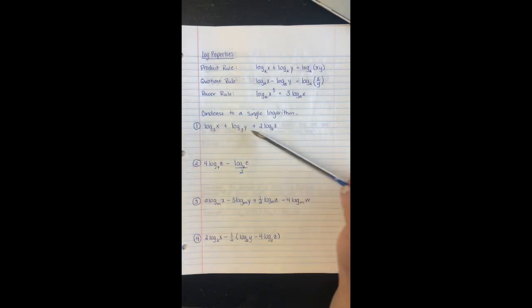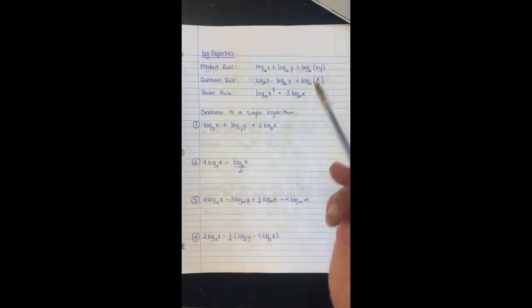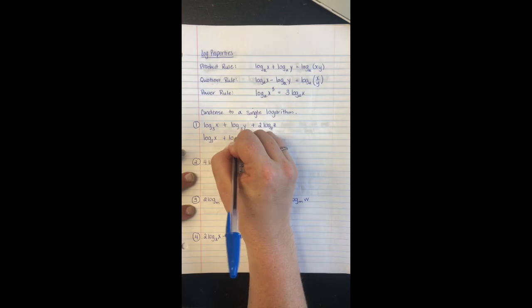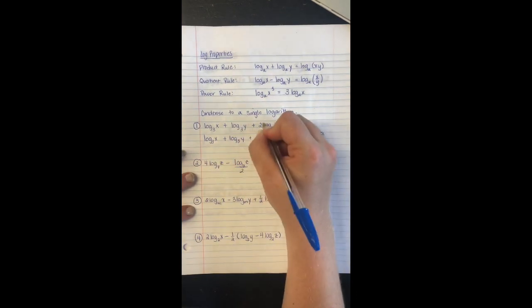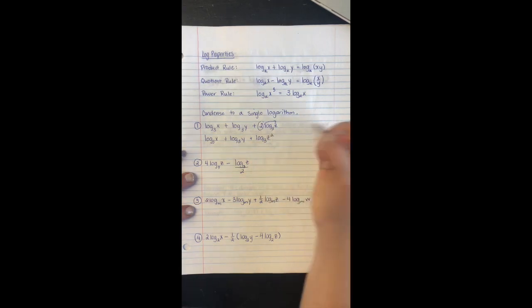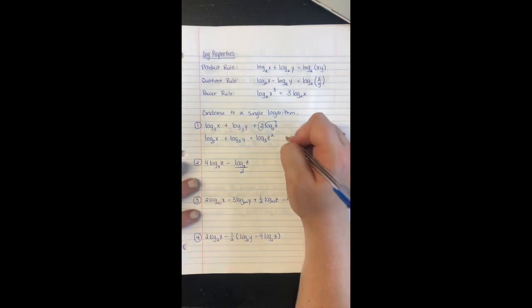So if I want to be condensing logarithms, the first thing I want to do is get rid of any coefficients, raise them up to be exponents. So I'm going to just start by rewriting this as log base 3 of x, log base 3 of y, and I'm going to take that 2 and raise it up, so I'm going to make that log base 3 of z squared.